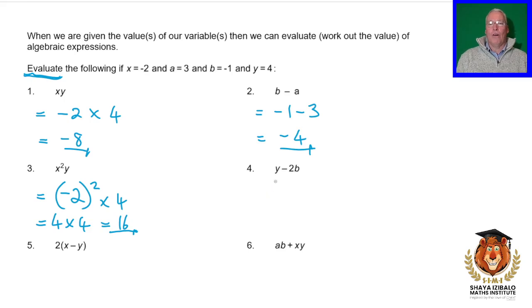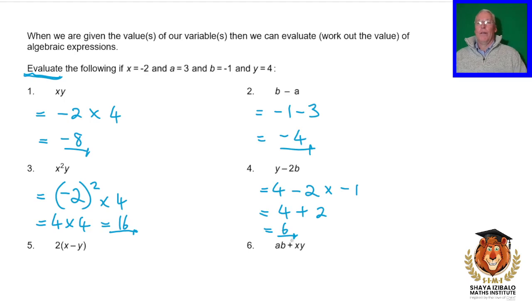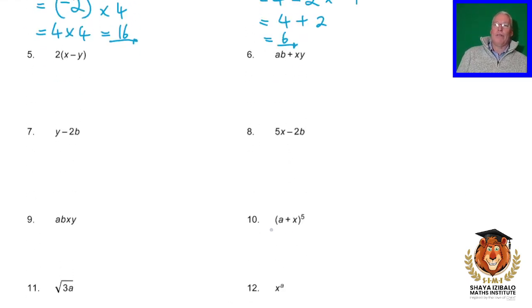Okay. We're going to do one more and then we're going to stop and let you try some for homework. y minus 2b. y is 4 minus 2. Now b, remember 2b means 2 times b. And b is in fact negative 1. Okay, now what must we do first here? Must we do the subtraction or the multiplication? That's right, we must do the multiplication. So now we've got 4 and we've got negative 2 times negative 1. Negative 2 times negative 1 is positive 2. Final answer, 6.